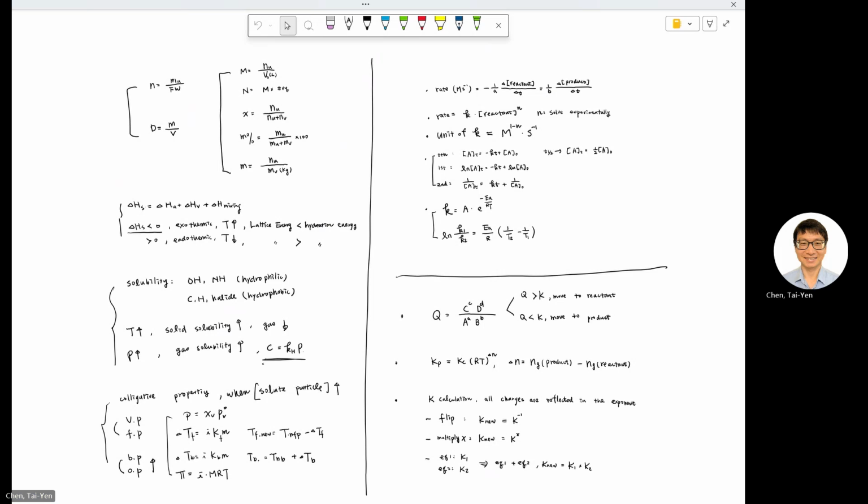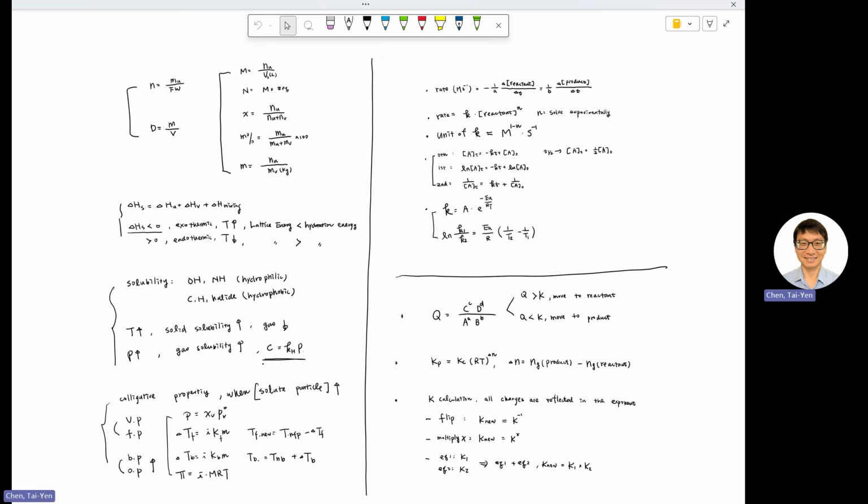So on the board, you can see the left-hand side contains the majority of the stuff. Let's start with chapter 10. Chapter 10 is where we start to talk about solutions. In the beginning of the semester, we started to learn different solution terms. One big thing there is concentration conversion. That's the very top part.